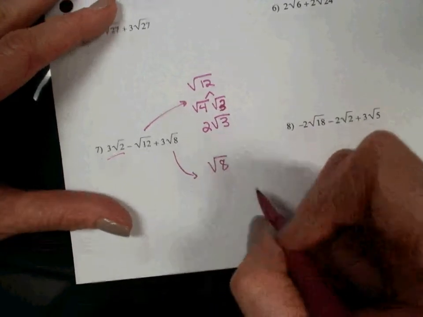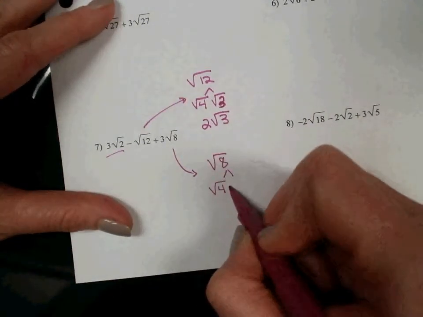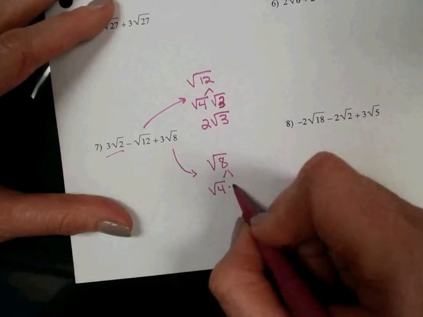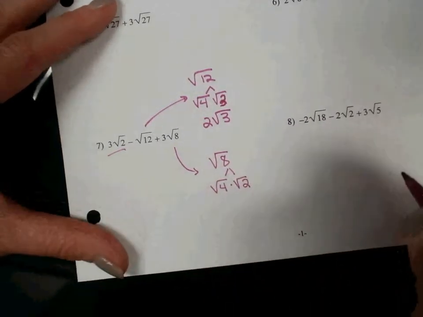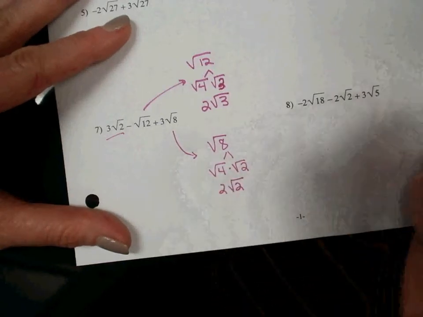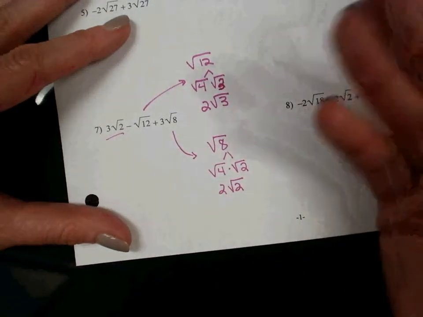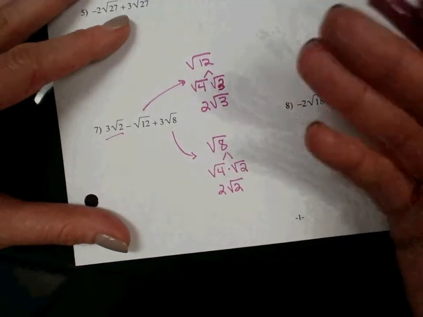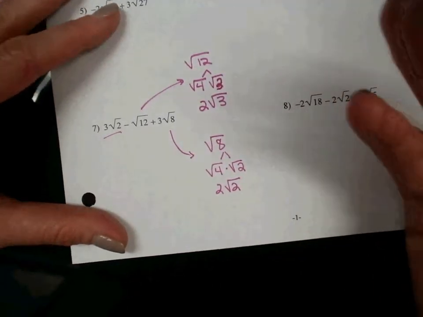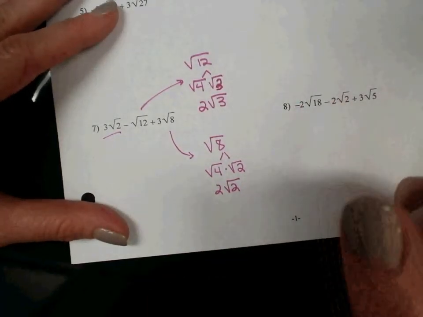Here, the radical 8. We just did that, didn't we? So radical 4, radical 2 turns into 2 radical 2. When you start to notice, oh, I've already done that one, you don't have to redo the process. You can just go back. And sometimes you start to see them enough that you know that radical 8 is going to be 2 radical 2.